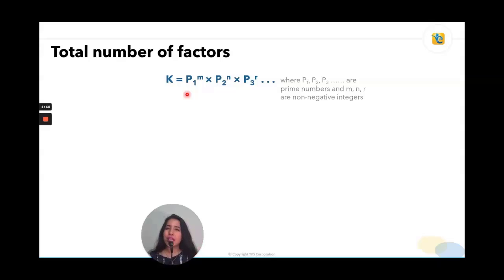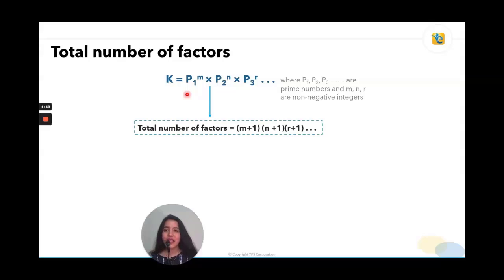Now, do you really have to count everything manually? No. We have a very nice formula for this. The total number of factors of a number k whose prime factorization looks like this is given by this formula. Now observe carefully how we're getting these things. This power m, we added 1 to it. This power n, we added 1 to it. And same thing you'll do to all the powers, and then you're just multiplying these numbers.